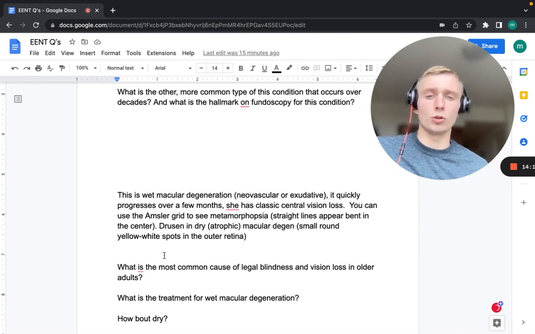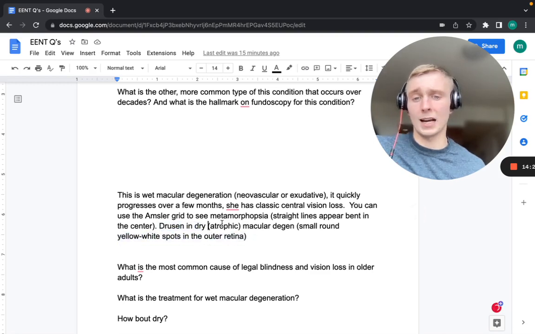In atrophic or dry macular degeneration, the other subtype, again, like we said, progresses over decades. You're going to see drusen spots. Drusen spots, that's very important to know. And small, round, yellow-white spots in the outer retina, that's what drusen spots are. And that's atrophic or dry macular degeneration.